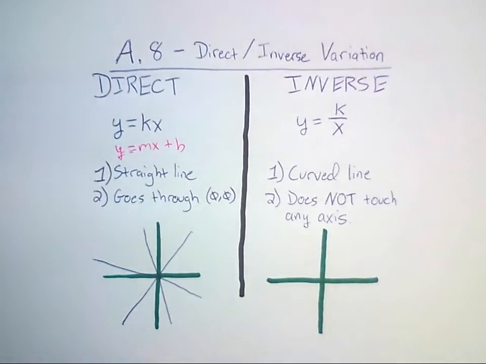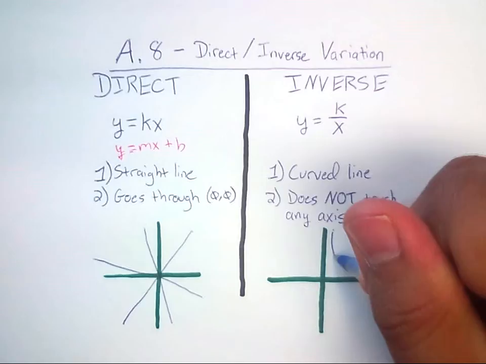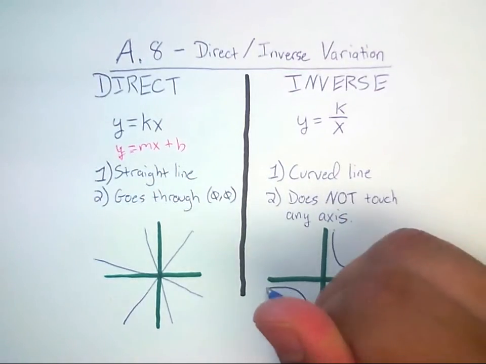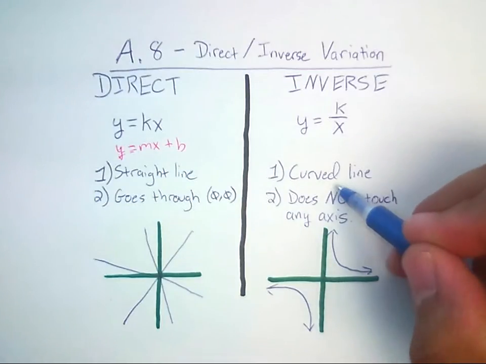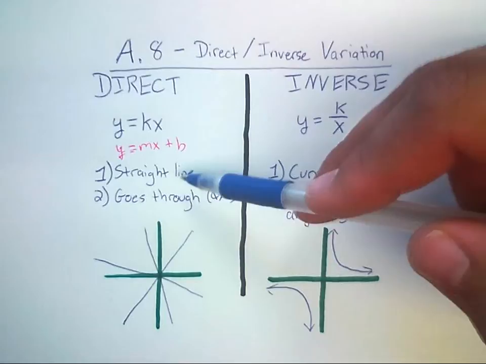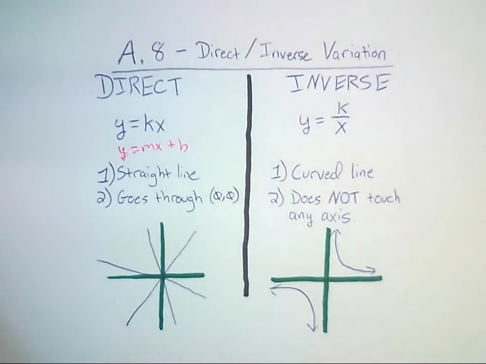It's a curved line, and it does not touch any axes. So it should look something like this here. You can see that it gets really close, but it's never going to actually touch. These arrows are going to keep running as close as possible. It's important to remember what the graphs look like and these two general rules, because most of the time they can actually answer a question about it. But let's dive into these formulas a bit more.